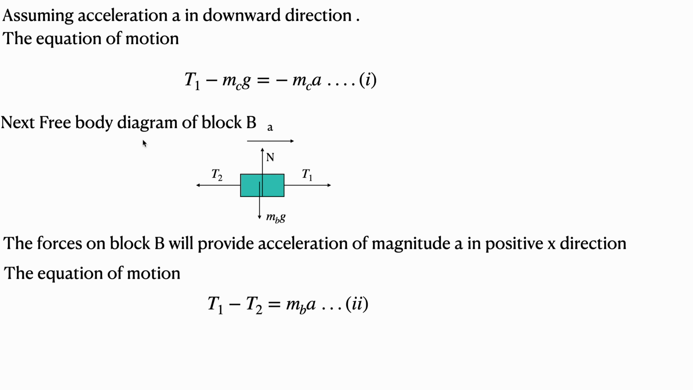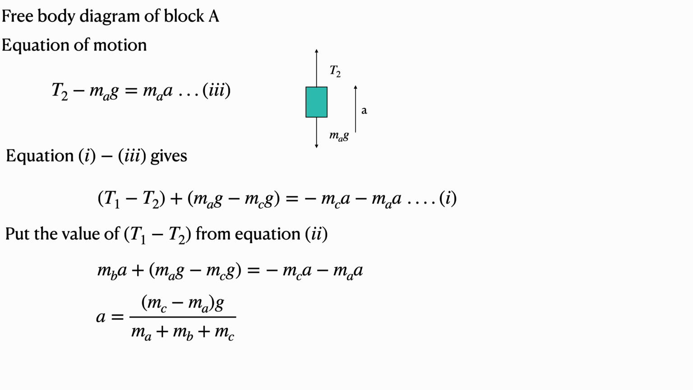Next, let's draw the free body diagram of block B. The forces acting are T2 in leftward direction and T1 in rightward direction, and normal force vertically upward and gravitational force vertically downward. The acceleration will be in the right direction and the magnitude will be the same, a. So we can write the equation of motion as T1 minus T2 equals MBa. Let's call this equation 2.